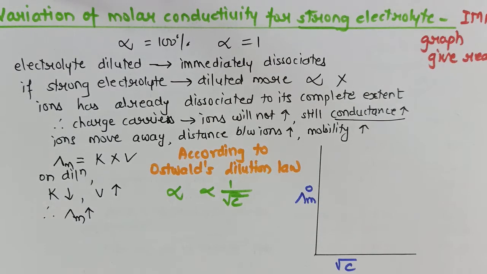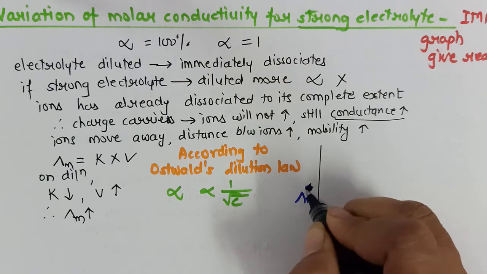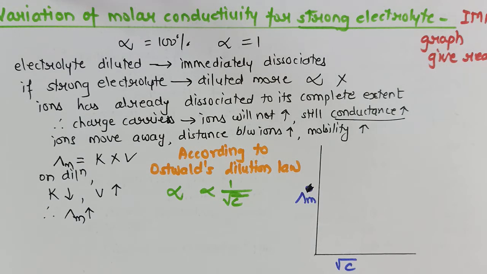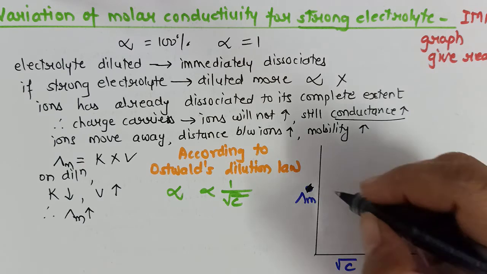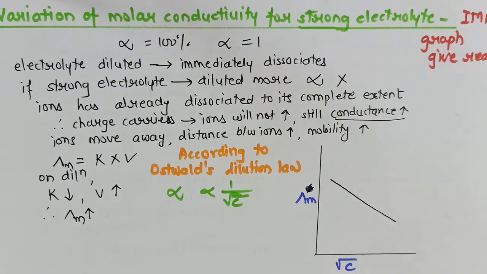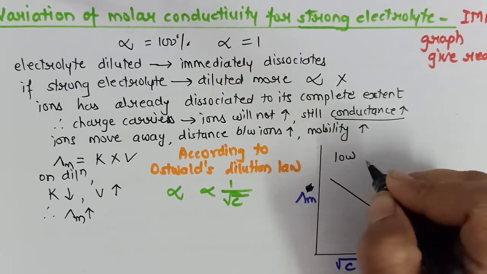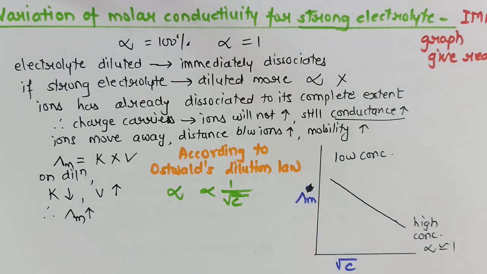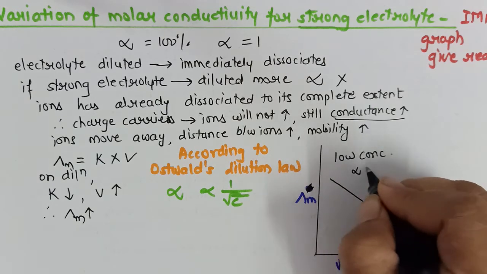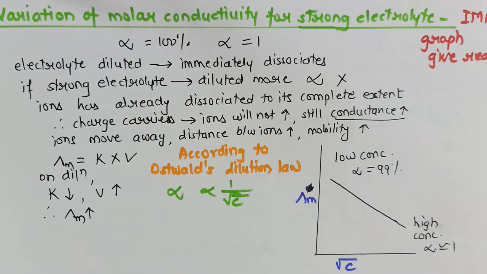If we plot a graph of molar conductivity against root C, this knot will not be there. For a strong electrolyte, the graph will be a straight line. Why? Because it will dissociate immediately as soon as it is diluted. This portion will indicate high concentration, where alpha will be approximately equal to 1, and this part will indicate low concentration, that means it is showing the dilution. Alpha will be approximately 99%.